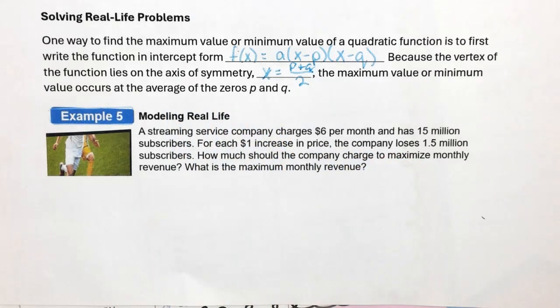All right, so let's dive into this problem. So it says a streaming service company charges $6 per month and has 15 million subscribers. For each $1 increase in price, the company loses 1.5 million subscribers. How much should the company charge to maximize monthly revenue? What is the maximum monthly revenue?